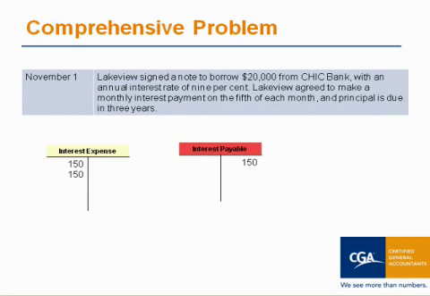Now on November 1st, Lakeview signed a note to borrow the $20,000 from CHIC Bank with an annual interest rate of 9%. They also agreed to monthly interest payments on the 5th of each month and the principal due in 3 years. So once again, we need to record an interest expense. We recorded the November interest expense, and now we have to record the December interest expense. So we're going to post $150 to interest expense by debiting that account, and we will also record that we have a liability to pay in January, the interest component, and we will credit interest payable by $150.